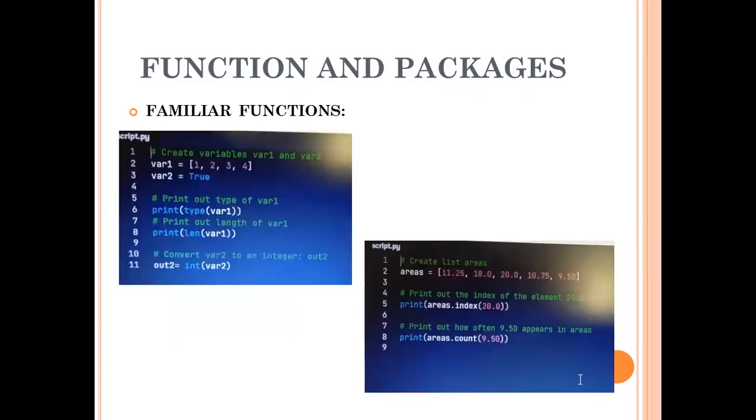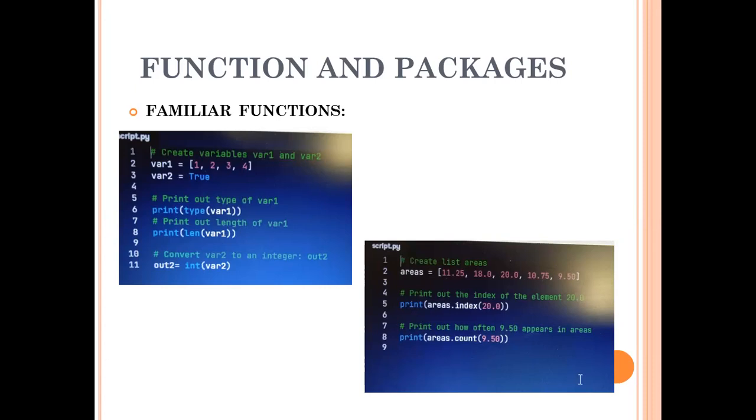Talking about some functions and packages. If I want to print the type of my variable, either it is a list or it is a dictionary, I will have to write print. In the bracket, I will write type, and then in another bracket, I will write the name of my variable, and I will have the type of my variable. If I want to find out the length of my variable, simply I will write print. In the brackets, I will write len, and in the brackets, I will write the name of my variable. Similarly, if I want to find out the index of the element 20.0, for example, I will write print areas.index, and in the brackets, I will write the element which I want to find the index of.